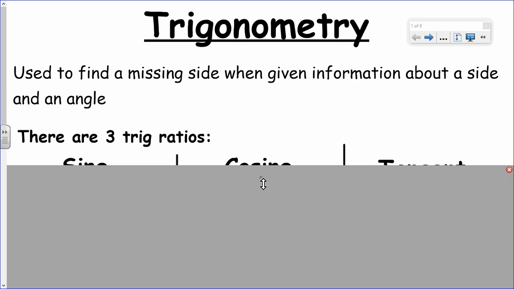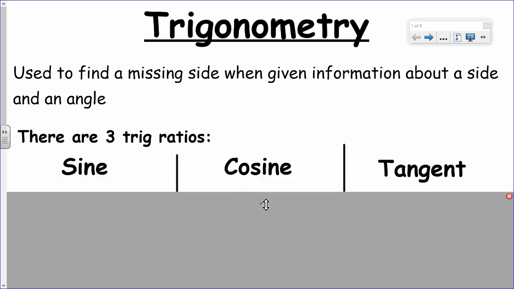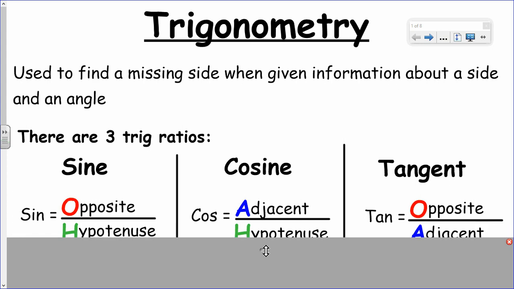The first one is the sine ratio, and then you have cosine, and then you have tangent. So let's talk about the difference between them.